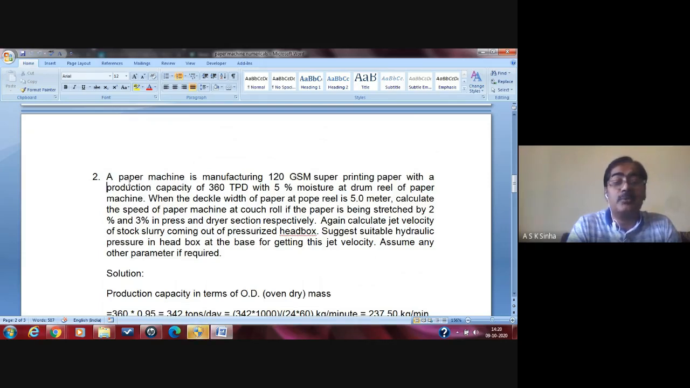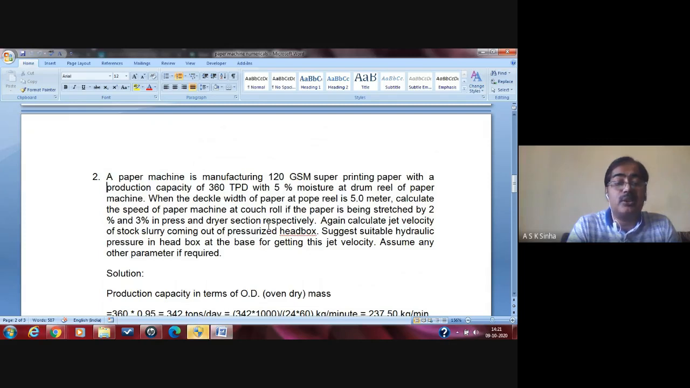In the paper industry, a paper machine is manufacturing 120 GSM super printing paper with a production capacity of 360 tons per day with 5% moisture at the drum reel of the paper machine. So this is given at the drum reel of the paper machine, that means after drying. When the deckle width of paper at the pope reel is 5.0 meter, calculate the speed of the paper machine at the reel if the paper is being stretched by 2% and 3% in the press and dryer sections respectively.